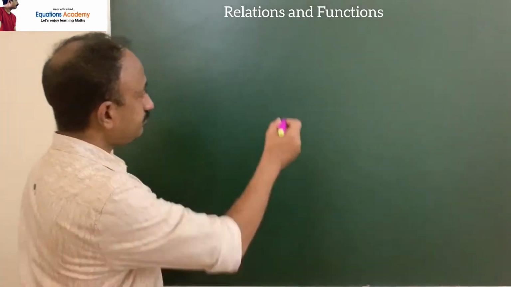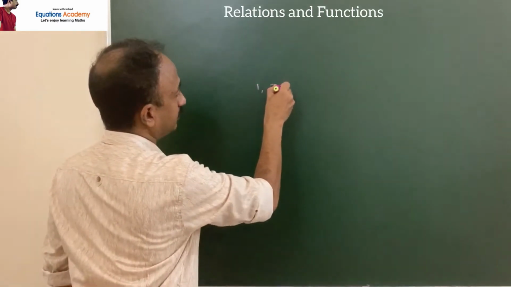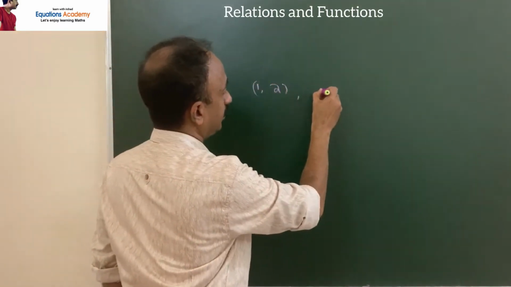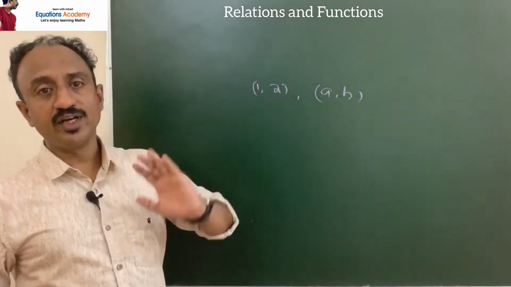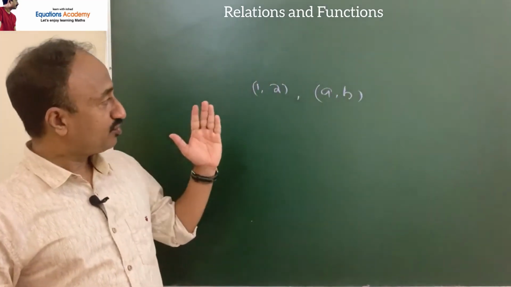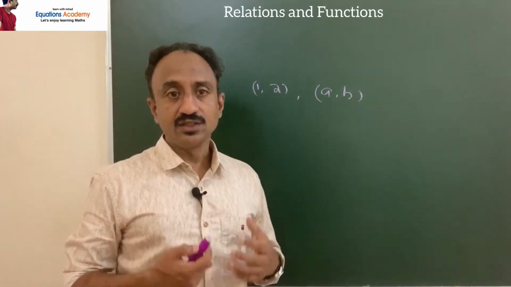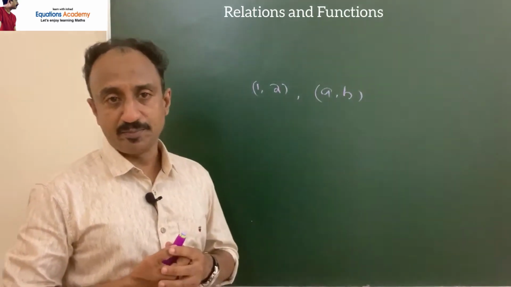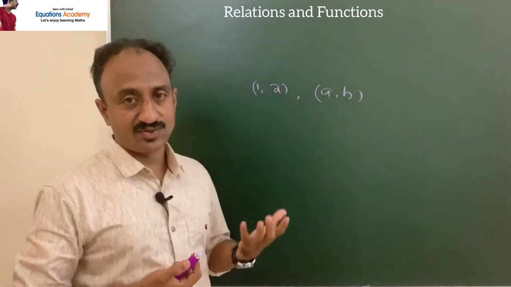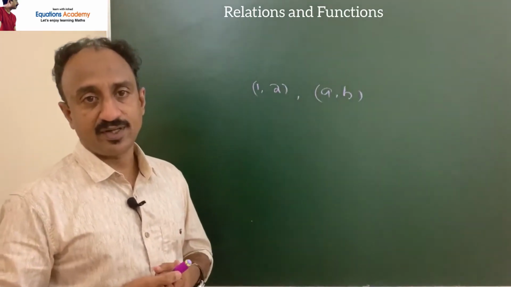So what is an ordered pair? (1, 2), (a, b). These all are ordered pairs. A pair of numbers or elements grouped together in a definite order, that is called an ordered pair. So (1, 2) is an ordered pair. (a, b) is an ordered pair. Let's recollect what is a subset.